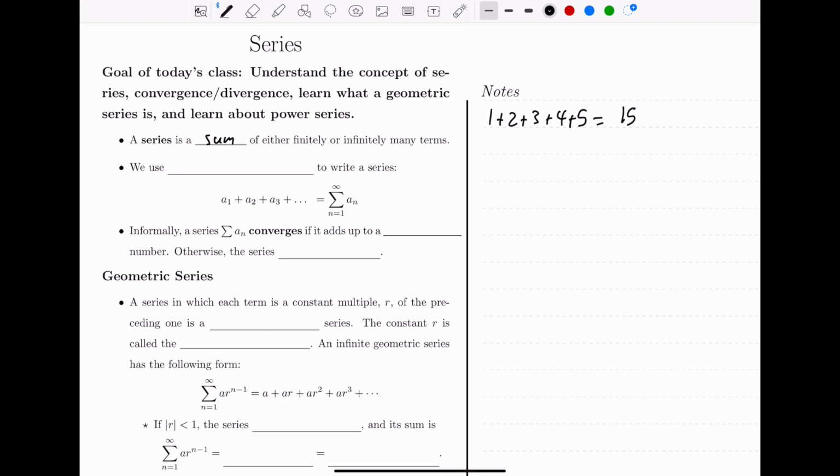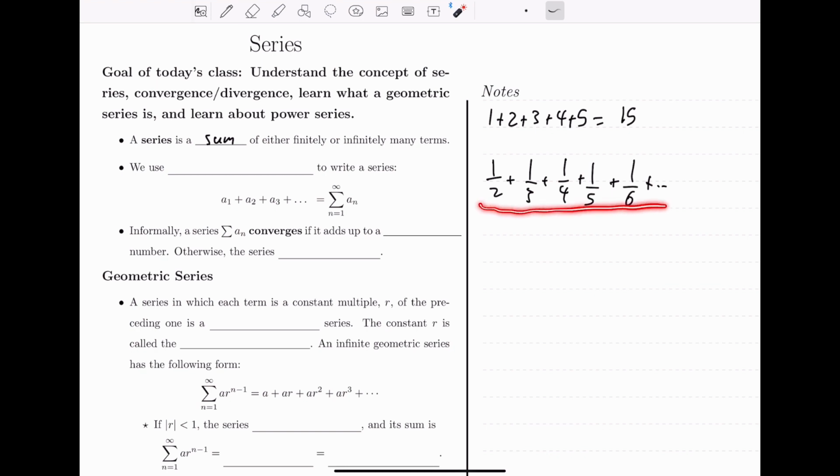We can have another series here that could be infinite, like 1/2 plus 1/3 plus 1/4 plus 1/5 plus 1/6. And we could just imagine that this keeps going on forever. We can see the pattern. The next term would be 1 over 7, 1 over 8. And imagine just adding these up going toward infinity. That would be an infinite series.